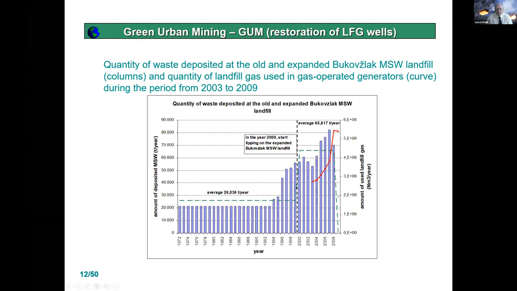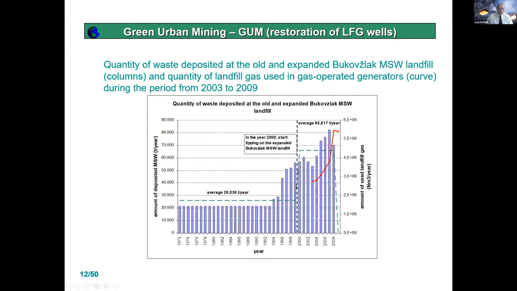So in case of the old Bukovžlak municipal solid waste landfill, from 1972 yearly deposited was around 21,000 tons of municipal solid waste per year. But after 1994, this amount went up, and in the year 2007 reached around 80,000 tons of municipal solid waste per year.